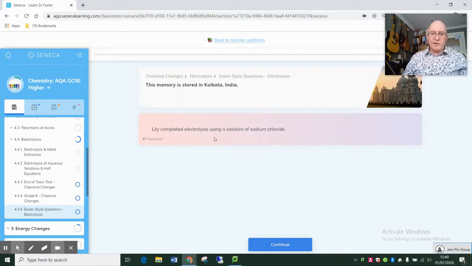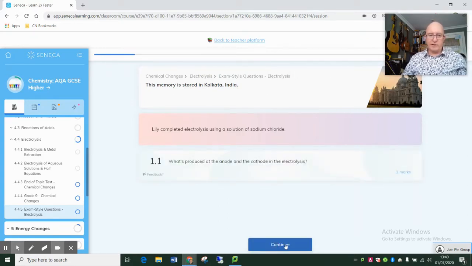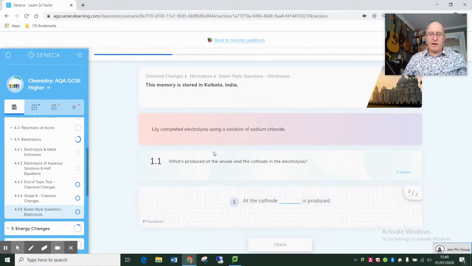Lily completed electrolysis using a solution of sodium chloride. What's produced at the anode and the cathode in the electrolysis? So at the cathode, remembering PANIC, positive anode, negative is cathode. The cathode is negative, so positive ions are going to be attracted to the cathode. So the positive ions available in sodium chloride solution are H plus and Na plus, and it's the least reactive of those that is going to be produced, which is hydrogen.